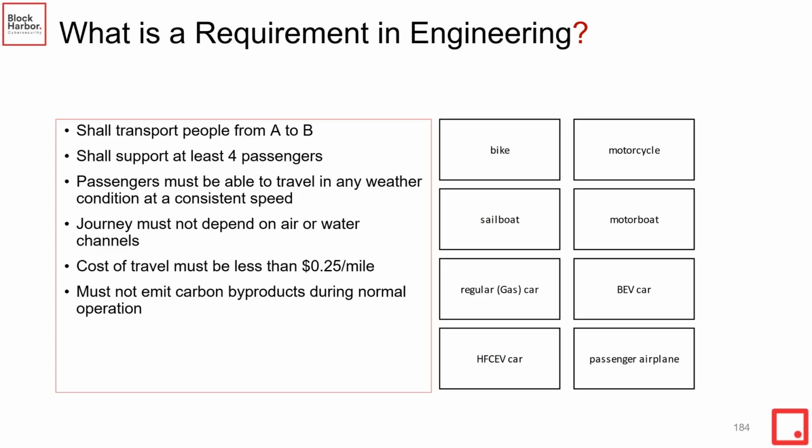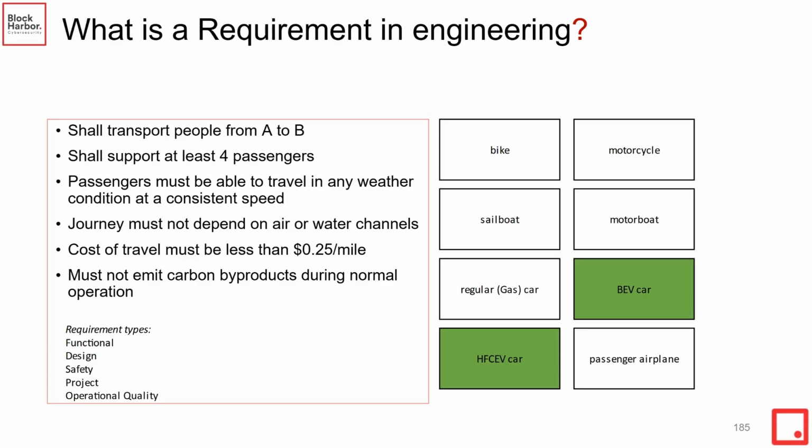In this slide, we see a set of requirements. Based on these requirements, what would they be the requirements for? One of these transportation mechanisms should fulfill the requirements: shall transport people from A to B, shall support at least 4 passengers, passenger must be able to travel in any weather condition at a consistent speed, journey must not depend on air or water channels, cost of travel must be less than $0.25 per mile, must not emit carbon byproducts during normal operation. The answer is these are requirements for a BEV or HFCEV, hydrogen fuel cell car.